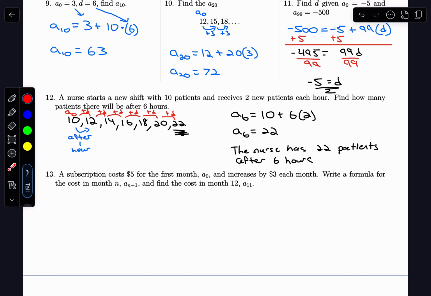So similarly in problem 12, when we said after 6 hours, we're asking how many patients the nurse has in hour 7. Hour 7 is the hour we're in if it's been 6 hours. All right, so that's why the subscripts are minus 1 each time, because when you're in month 12, it's been 11 months. Now it says a subscription costs $5 for the first month.